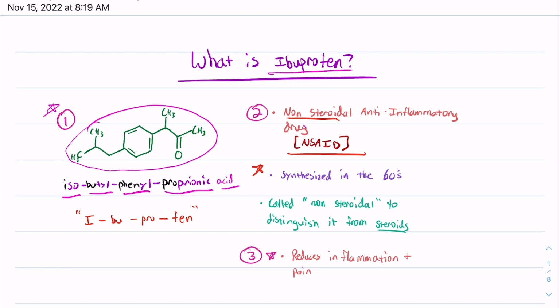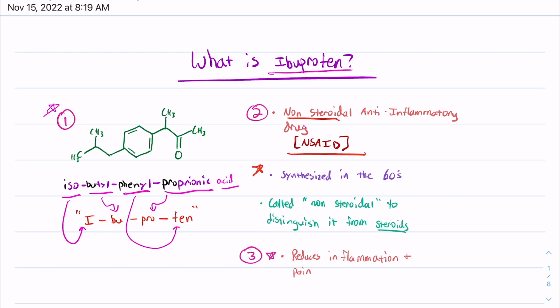What we're going to focus on is how ibuprofen gets its name. So iso is I, butyl is bu, and the other two are interesting. They're kind of flip-flopped. Propionic is pro, and phenyl is fen. So we got iso, I, bu, pro, fen. So that's where we get the name from. So now on to number two.